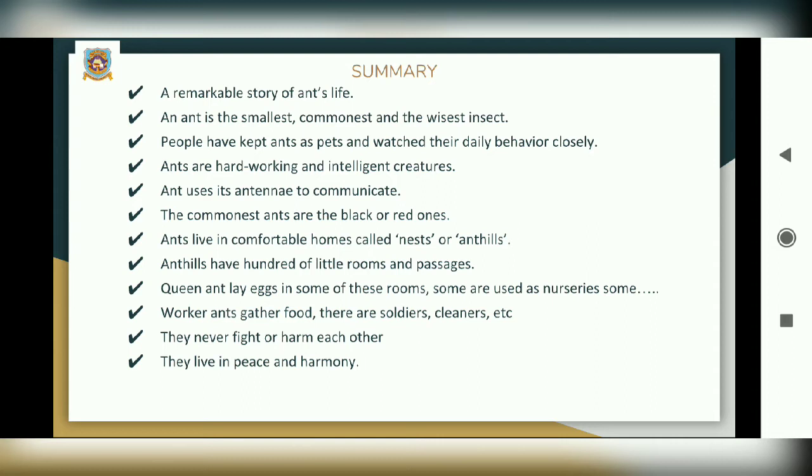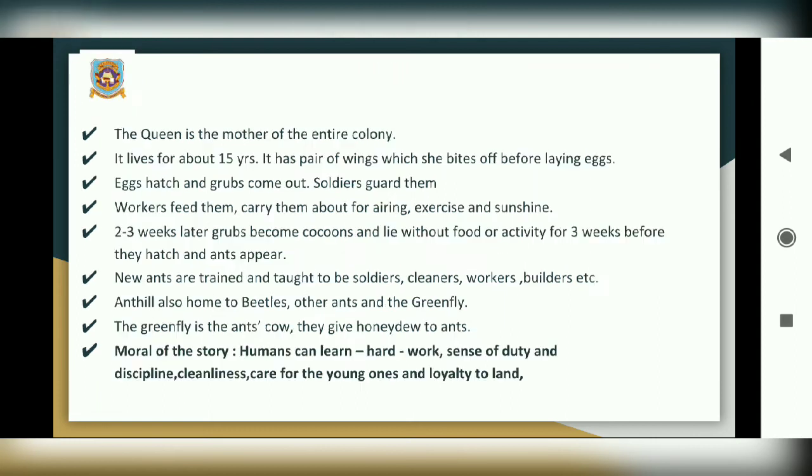Now ants are divided into different categories. There are worker ants who gather food, there are soldiers and there are cleaners. So they are divided into different categories, and they all have different roles and responsibilities. The lesson also tells us that the ants never fight or harm each other. The soldier ants never harm the cocoons or the eggs, and they always live in peace and harmony because they do not interfere in each other's responsibilities and duties, and they all follow their rules and discipline and live in peace and harmony.